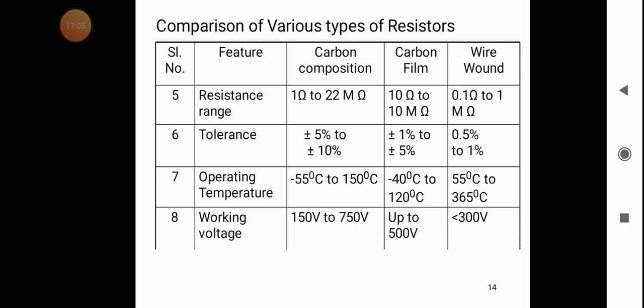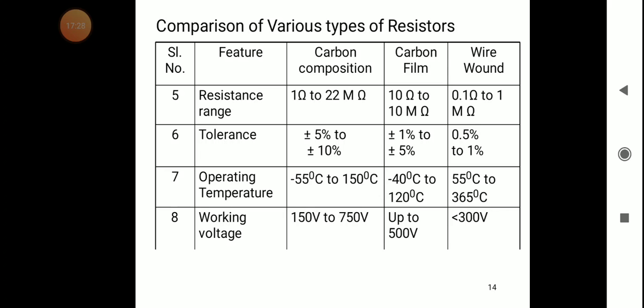The operating temperature: carbon composition has minus 55 degrees to 150 degrees. Carbon film has minus 40 degrees to 120 degrees. But coming to the wire wound, it has minus 55 degrees to 365 degrees centigrade.